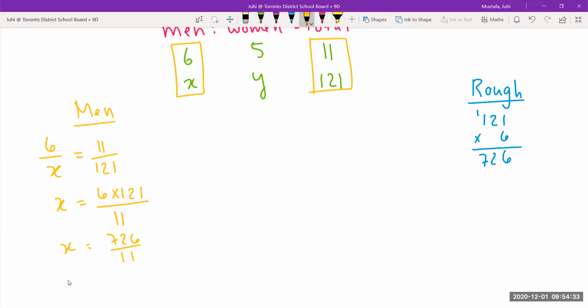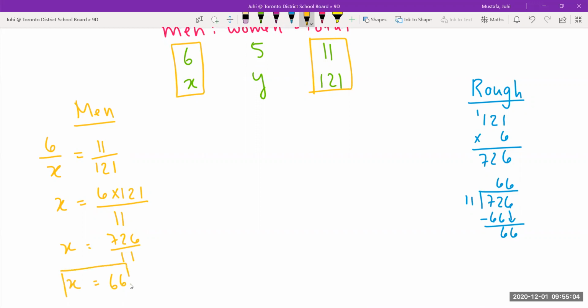Okay, now we're going to divide this, and you know, if we're talking about men and women, you're not going to get any decimals. You're hopefully going to get whole numbers. So let's go and try this. 726 divided by 11. I know the closest number to 72 is going to be 6. 11 times 6 is 66. Let's subtract these, and we're going to get 6, bring down this 6. So this is going to be another 6. X is equal to 66.